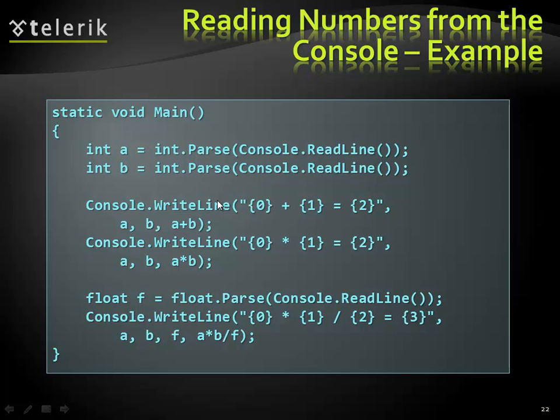Once we have numbers, we can play with them. For example, there is an addition, a sum expression here that takes both variables, prints them out into a formula, and then prints out the sum. Or multiplication or division. In this case, there's a third number read here, which is a float. Again, reading the console, parsing it, and throwing it into a variable.